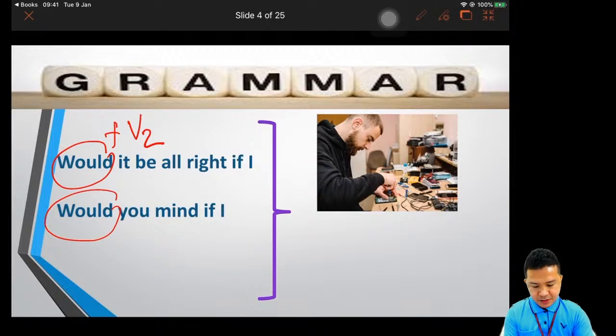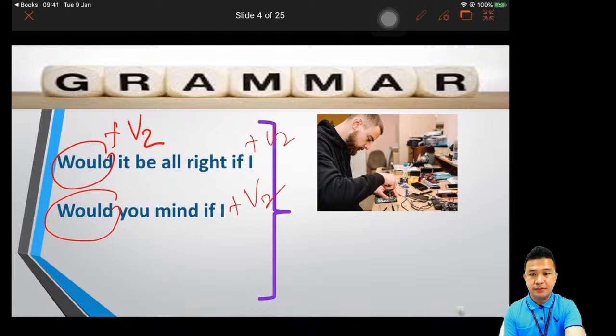So after "if I," verb 2, and this one is verb 2 also. Okay, good. "Would you mind if I fixing your computer?" Take note. We have the phrase "if I," so don't use verb ing. Chayapat, please check, because you have the phrase "would you mind if I." It is not followed by verb ing. Please check your verb. "Would you mind if I fix" something is missing?